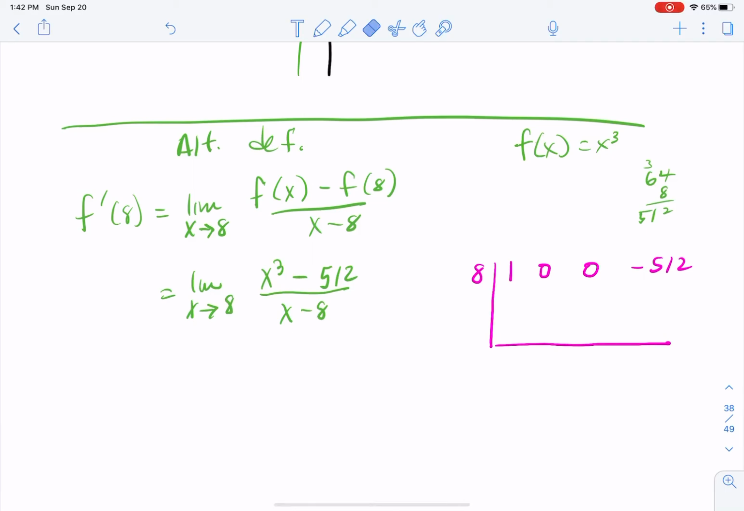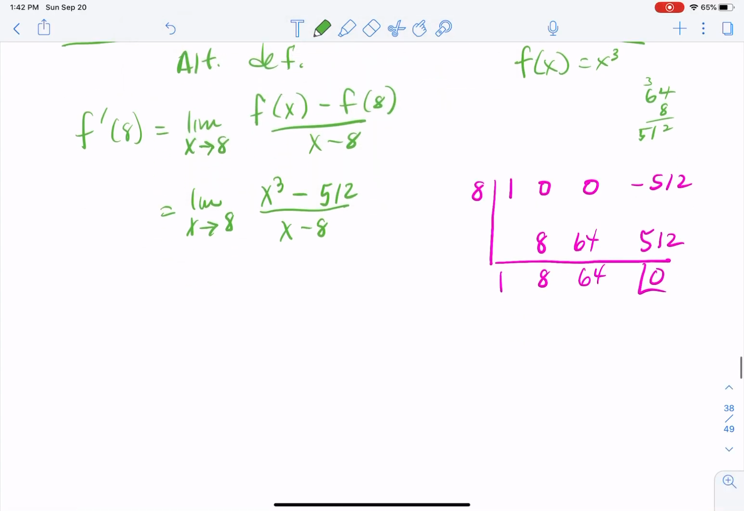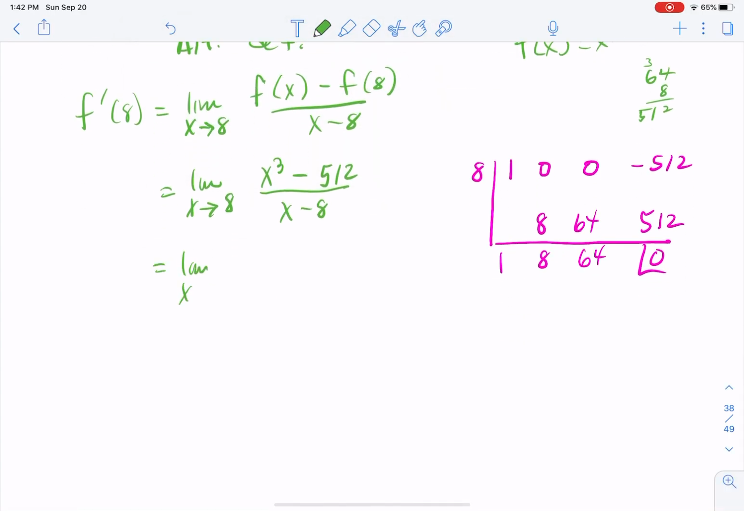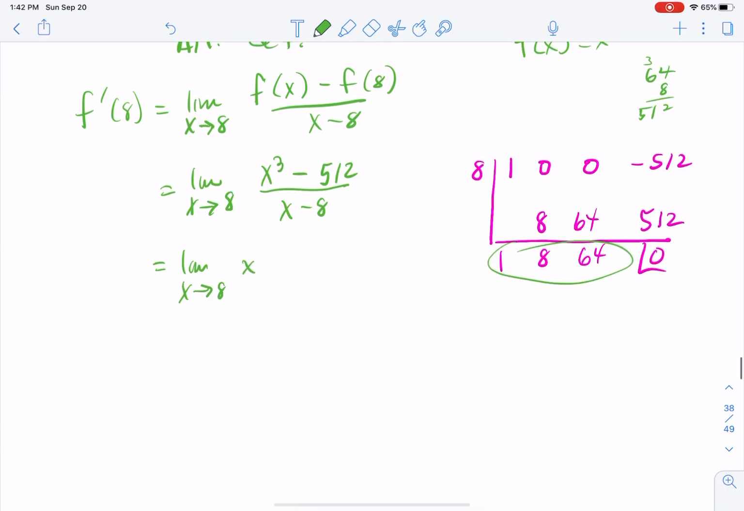All right, bring down my 1, multiply by 8. Bring down my 8, multiply by 8, 64. Bring down my 64. 64 times 8 we just discovered was 512. Very convenient. Which means it divides in evenly, as we probably expected. And we get the limit as x approaches 8 of the quotient that's left over after we divide. It is x squared plus 8x plus 64. And now look, we have resolved our indeterminate form, and we can directly substitute in our 8 for our x's.